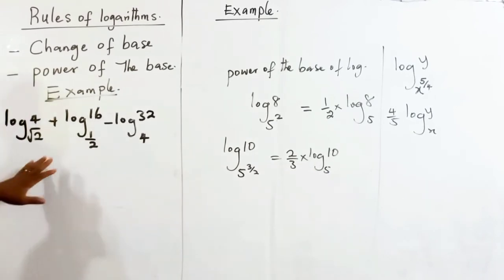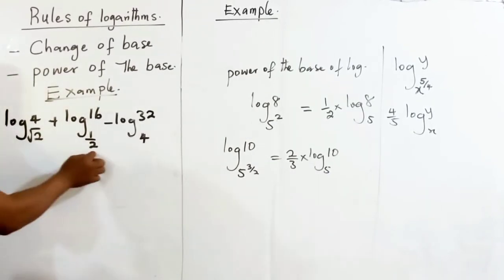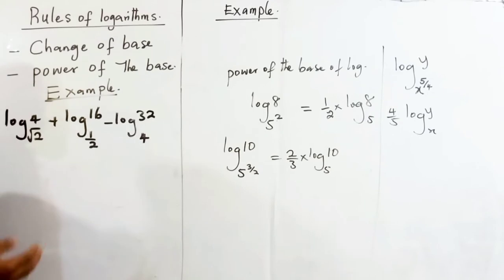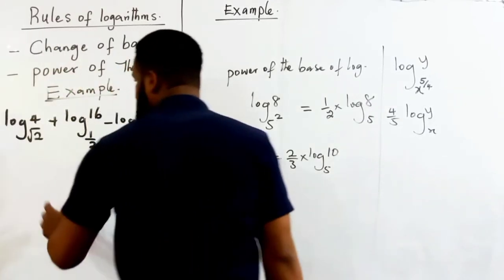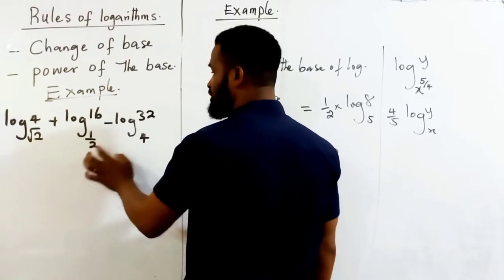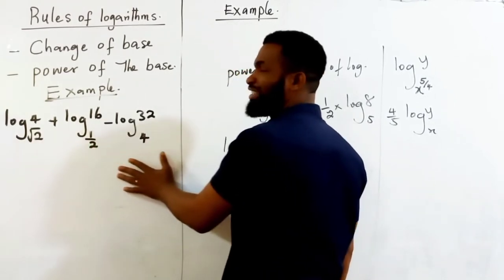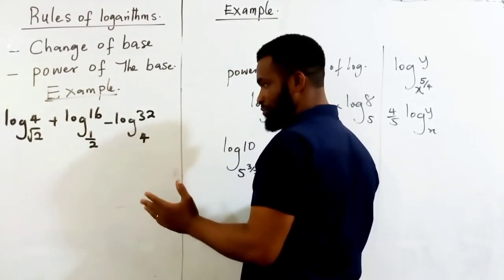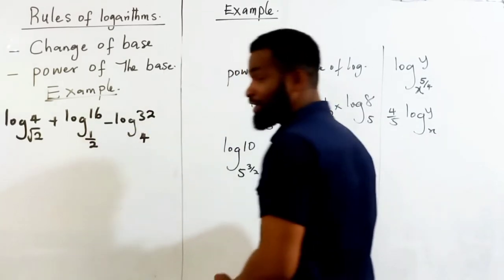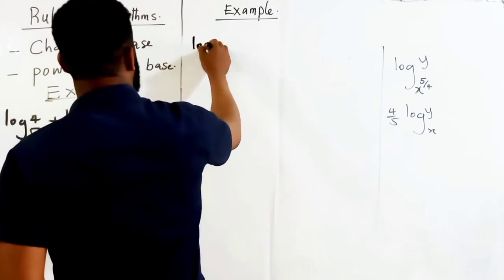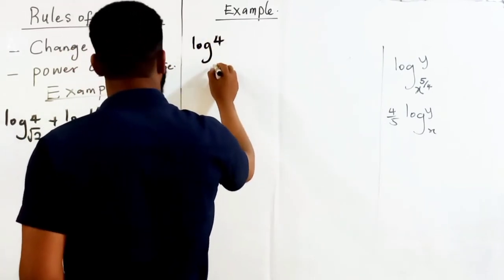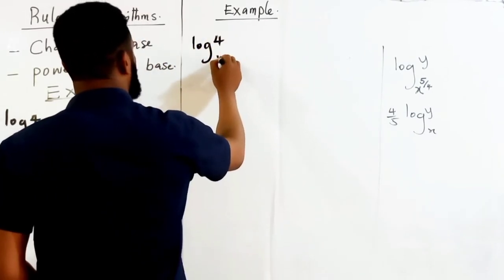Now, if you look at this very well, you realize that the bases are not the same. And that is the first problem you face when you want to solve logarithms. This is this, and this is this. And all of these can be expressed as a base, as a power. So deal with it. I'm starting with this. I'm going to have log 4 2 raised to power 1 over 2.